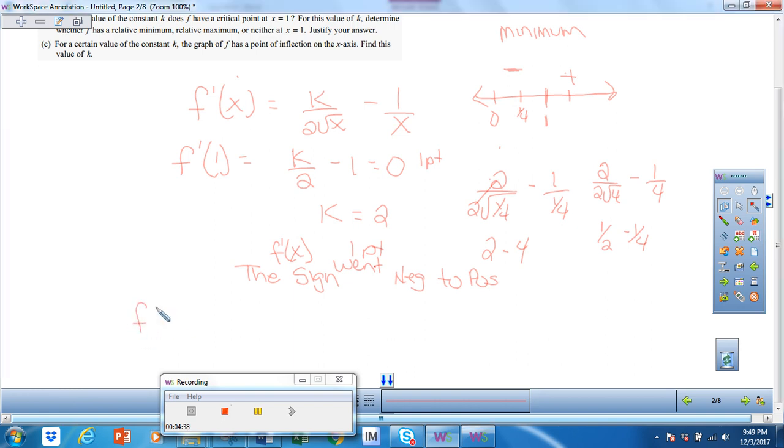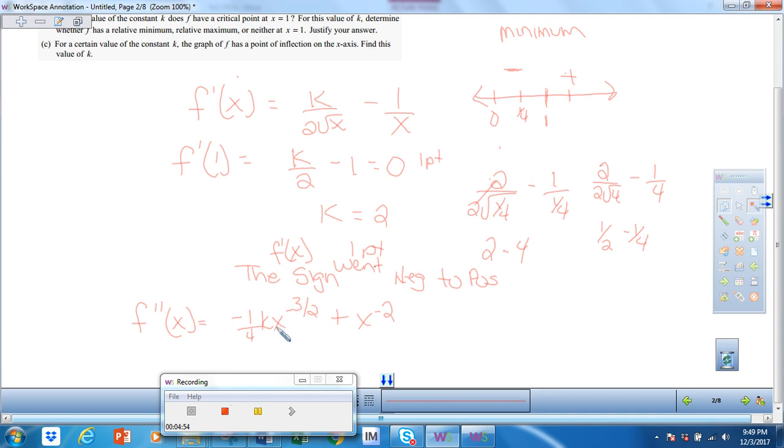Because we already had the second derivative, and the second derivative was negative 1/4 k x to the negative, I'm trying to read that because I don't have it in front of me, x to the negative 2. So if the second derivative at x equals 1 is positive or negative, that tells us some things about the graph.